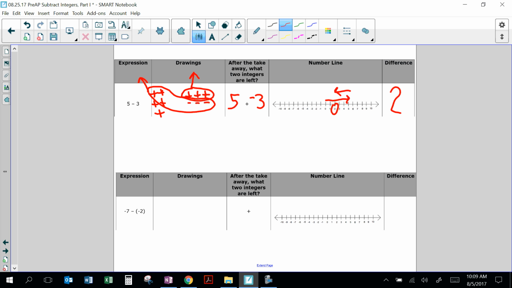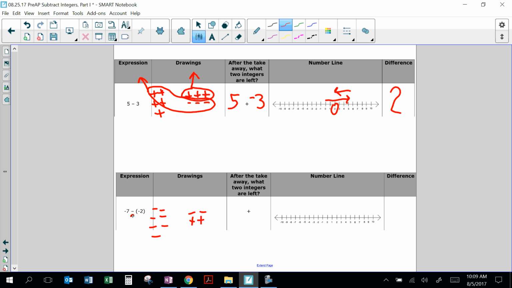What about -7 minus -2? So what number are we starting with? -7. 1, 2, 3, 4, 5, 6, 7. I need to take away -2. But can I take away -2 without changing the value here? So how many zero pairs do I need? I need 2 zero pairs. Does the -7 change in this picture? Is it still -7? Yes, because these are zero pairs.